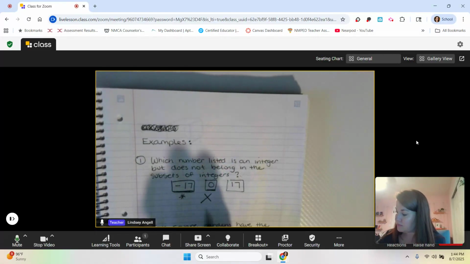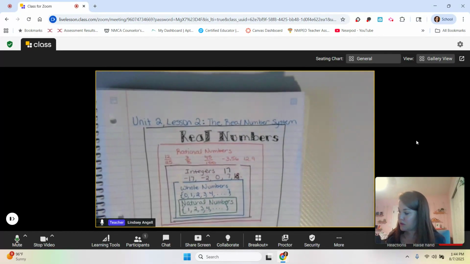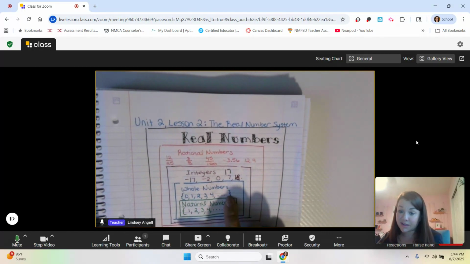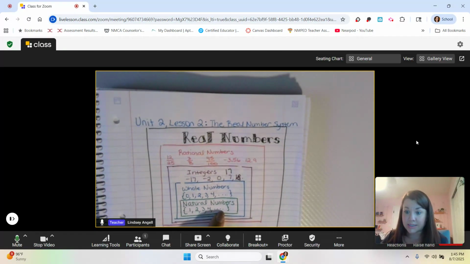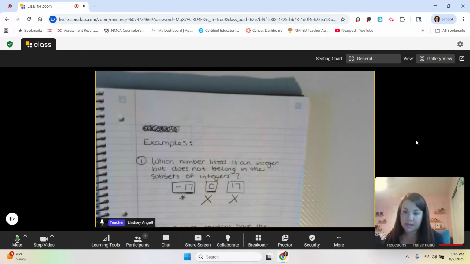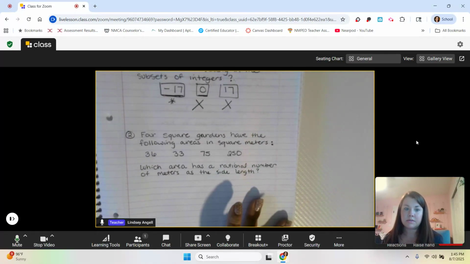Okay, how about 17? Well, there it is. We have it as our integer. But that's technically a whole number too, because it's a positive number. It's also a natural number because it's one of the counting numbers. If I were to continue my list, I could get to 17 and that would be included. So because it goes into those subsets, that can't be our answer either. Okay, moving on.